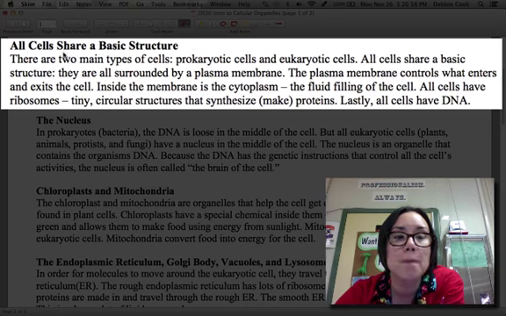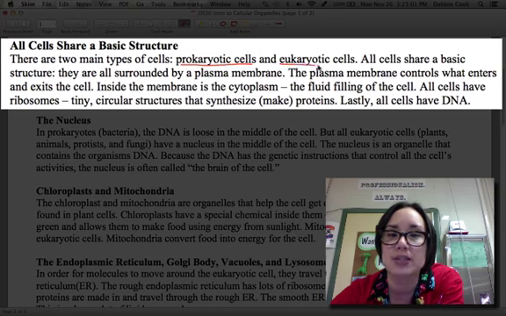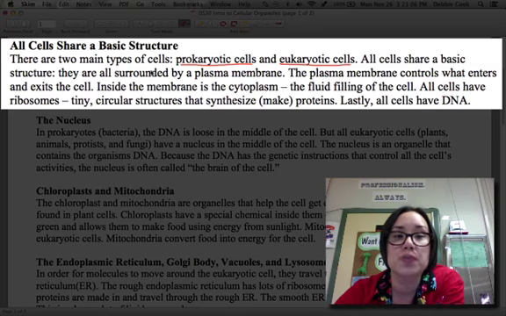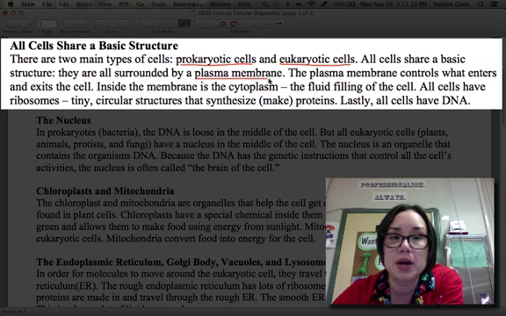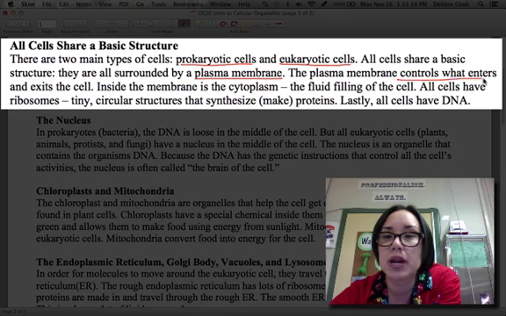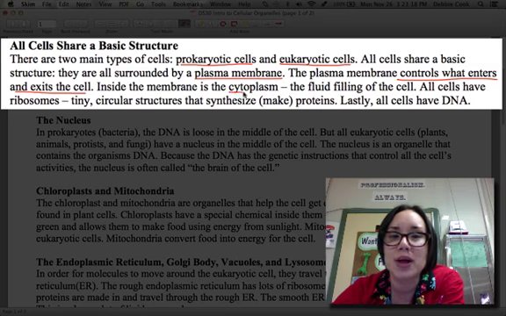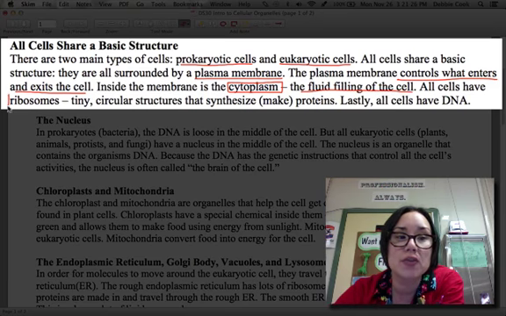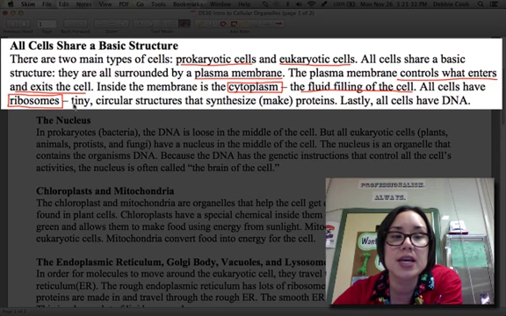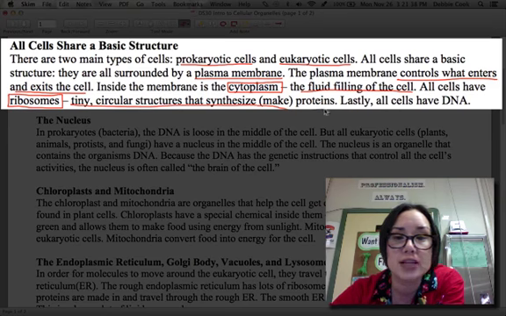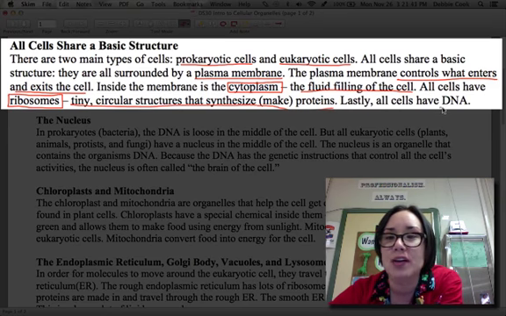All cells share a basic structure. There are two main types of cells, prokaryotic cells and eukaryotic cells. They're all surrounded by something called a plasma membrane. The plasma membrane controls what enters and exits the cell. Inside the membrane is cytoplasm. Cytoplasm is the fluid filling the inside of the cell. All cells also have ribosomes. Ribosomes are tiny circular structures that synthesize, and synthesize is a fancy word for make, so they synthesize or make proteins. Lastly, all cells have DNA.